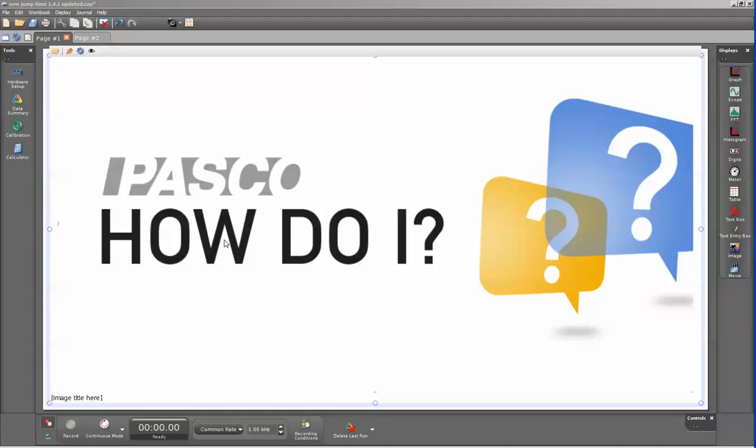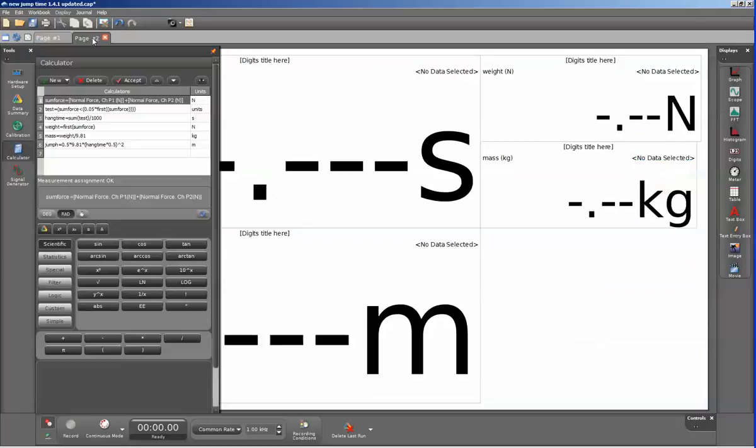This is a video showing how to calculate the time of flight using a force platform. So the primary work for this workbook is done within the calculator. So the first set of calculations are to add the forces between two force platforms.